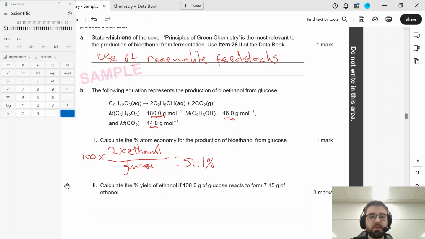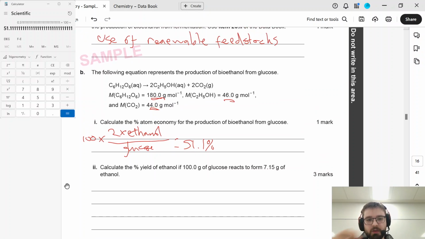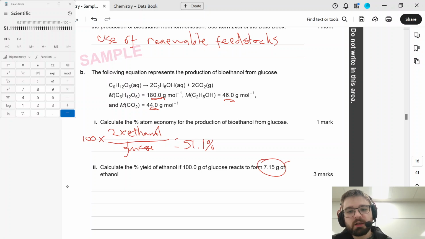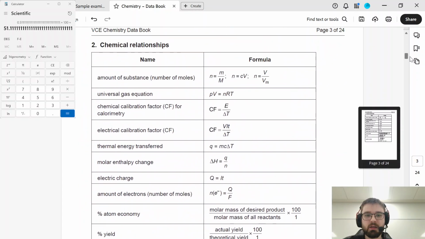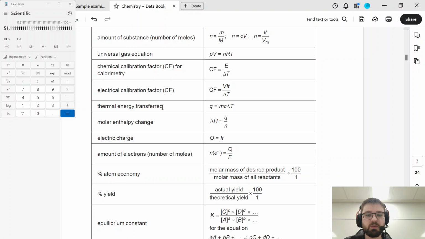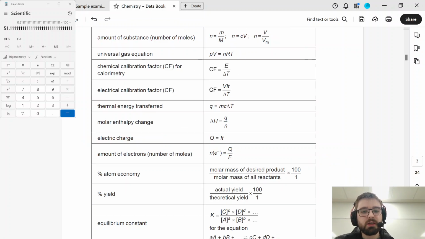Calculate the percentage yield of ethanol if 100 grams of glucose reacts to form 7.15 grams of ethanol. Okay, so this is going to be our experimental yield. So just a reminder that the formulas are up here, actual yield over theoretical yield. Okay, so, sorry, experimental is what we always refer to at uni. You could call it the actual yield as well if you want to. Alright, so really, the only other thing we need is the theoretical yield, and then we can just jam it into our equation here.